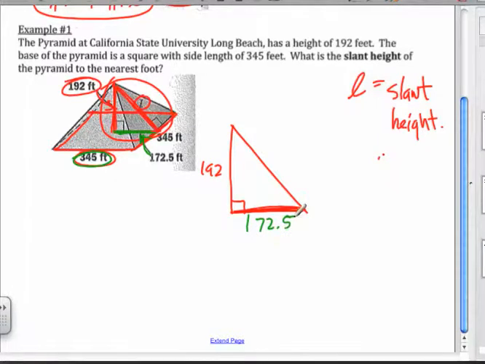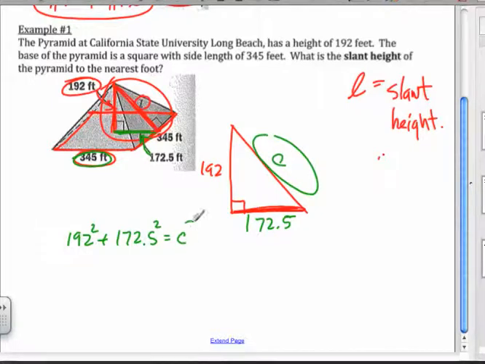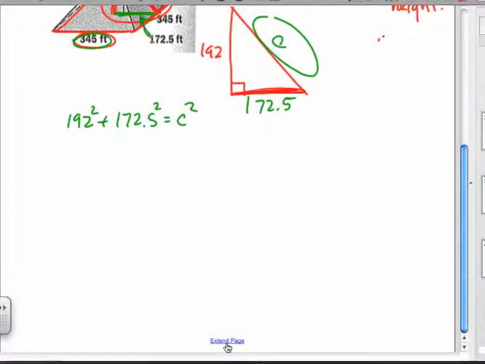So 172.5. Is there any way we can figure out what that number is? Let me think. As a 7th grader, what information do I know that I could use to find out the length of that side of the triangle? Pythagorean theorem. Pythagorean theorem, 192 squared plus 172.5 squared is going to equal c squared. Good.